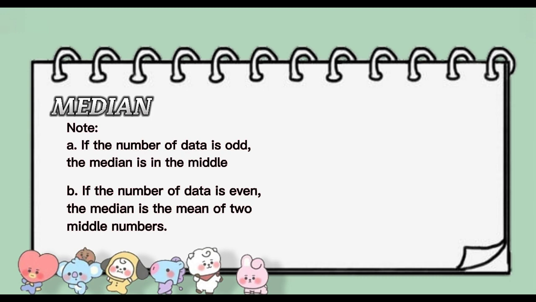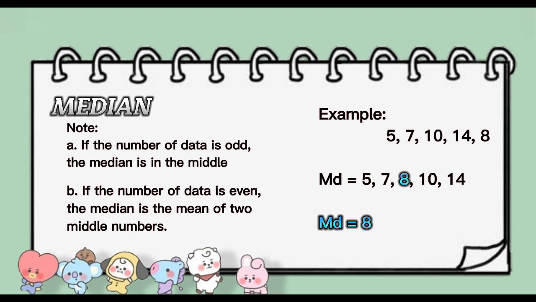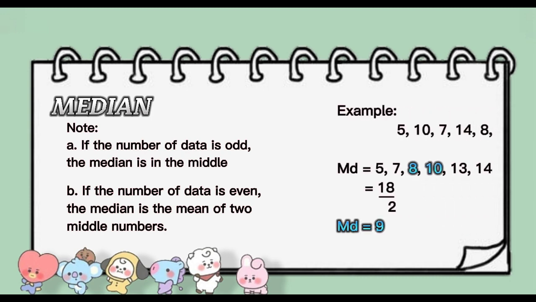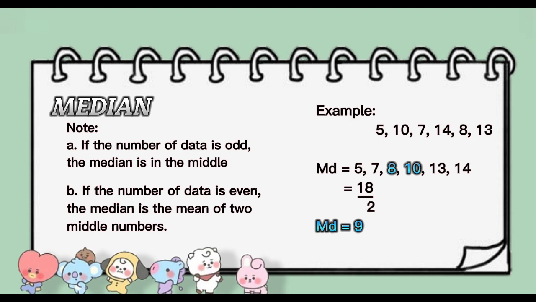So first, if the number of data is odd, the median is in the middle. For example, we have a data set of 5, 7, 10, 14, and 8. If we arrange it from smallest to largest, we will get 8 as the median because 8 is in the middle. The second one that you have to remember is if the number of data is even, the median is the mean of the two middle numbers. For example, as you can see, 8 and 10 are the two numbers in the middle, so we will get the mean of it and the median will be 9.